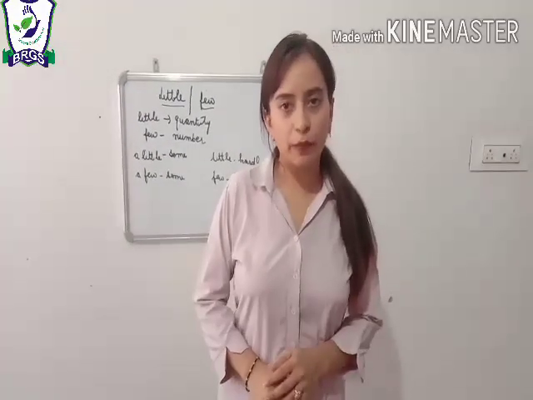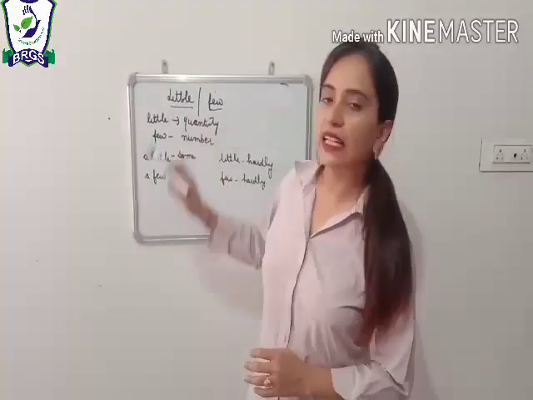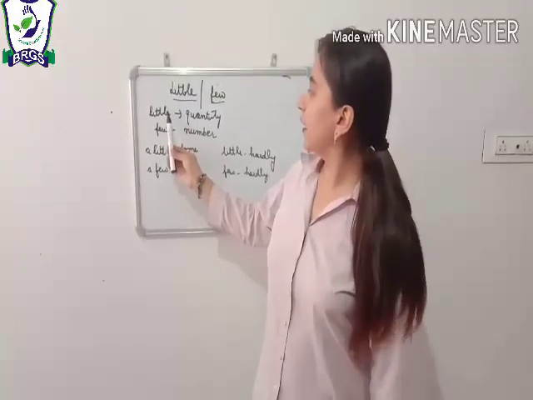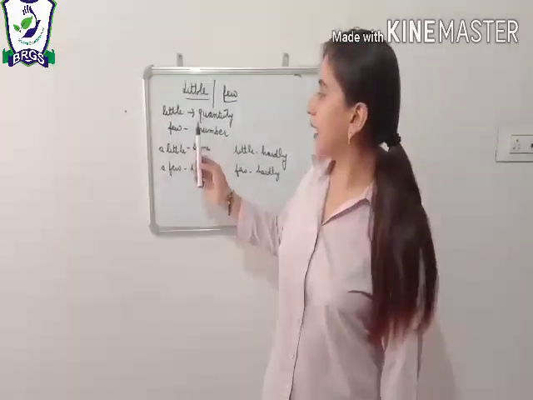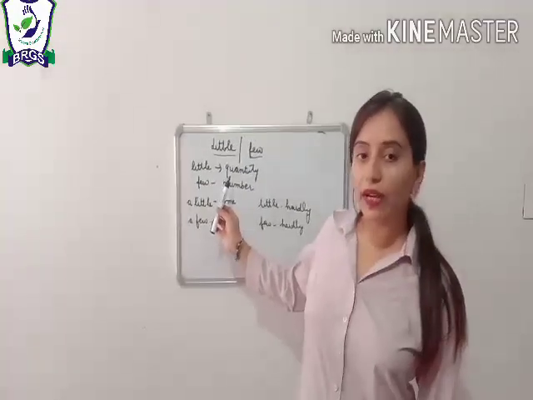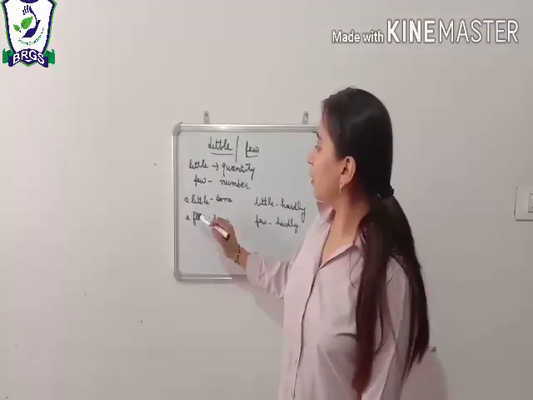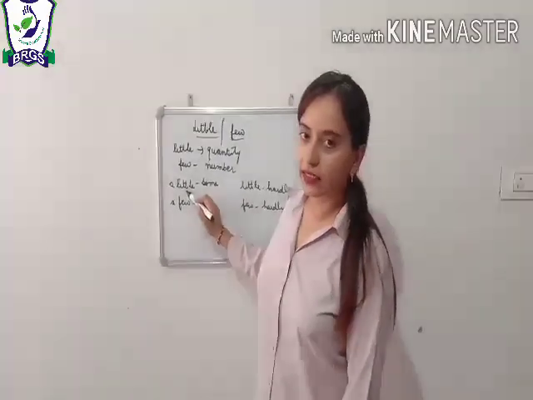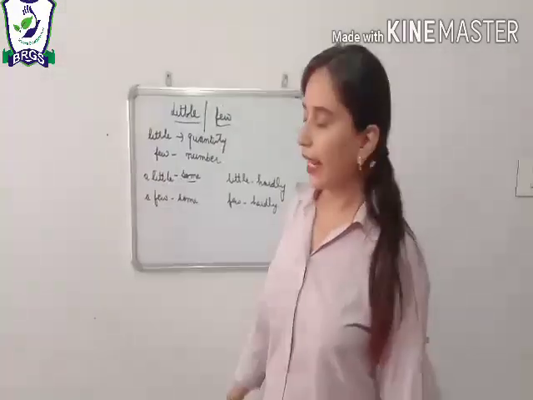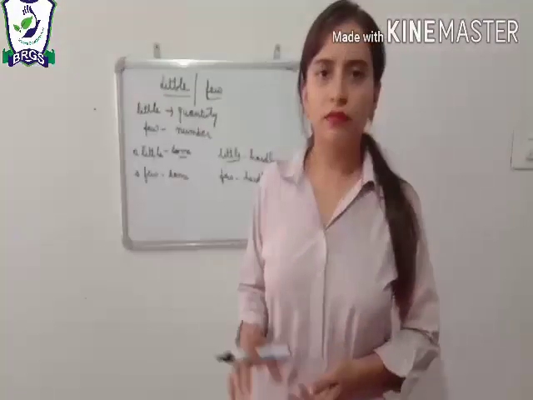If you have opened your book, there is a green box in your book that contains the difference between little and few. As it is written in your book, little refers to the quantity and few refers to the number. And when we use a with little, that means some. And when we use little alone, that means hardly. Hardly means मुश्किल से कुछ ही बचा.